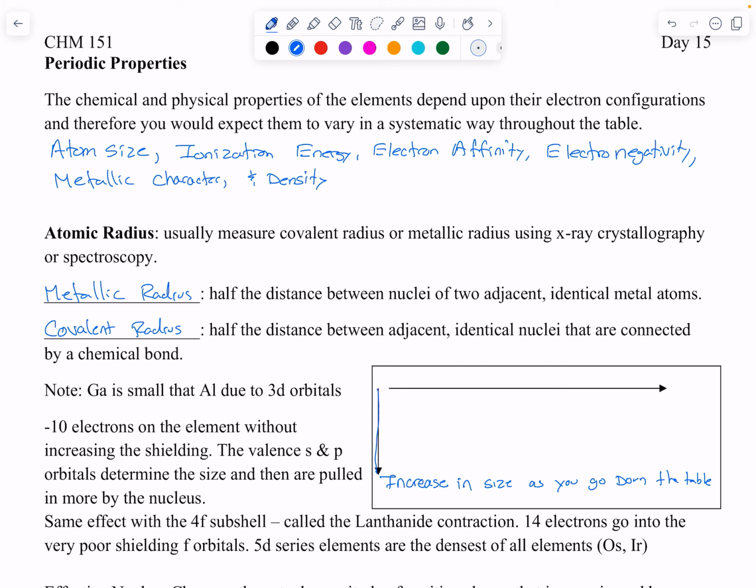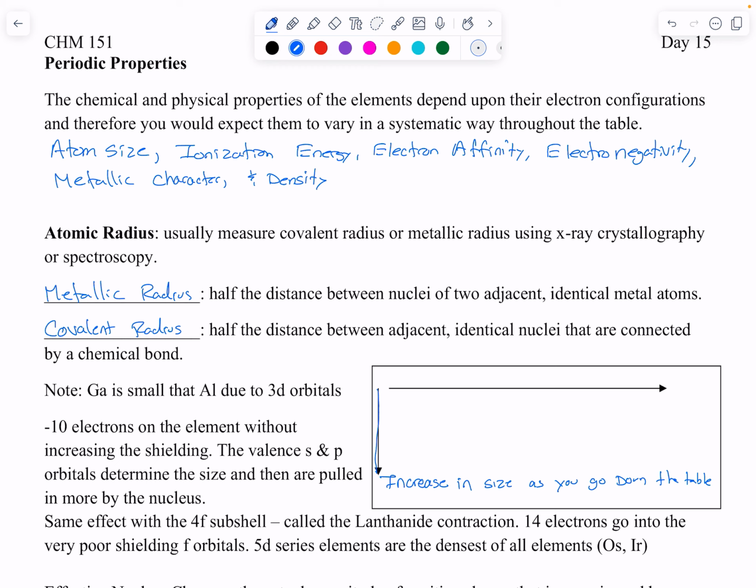As you go down group 1, the bottom of group 1 should be bigger than the top, because obviously hydrogen weighs 1 gram per mole and francium weighs around 223 grams per mole. That's a big difference, so you'd expect francium to be much bigger.